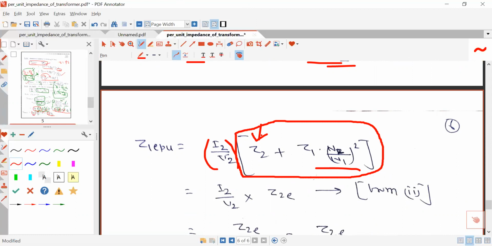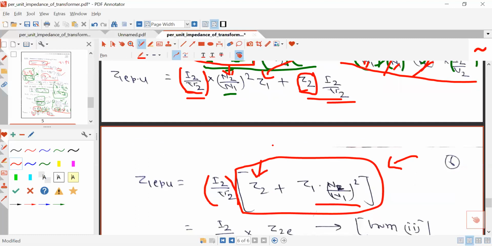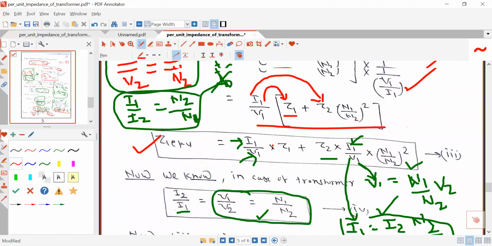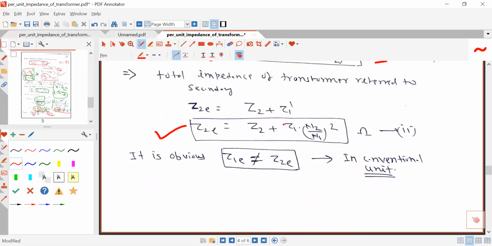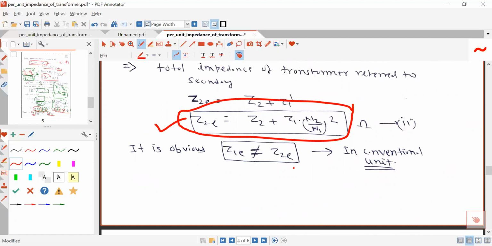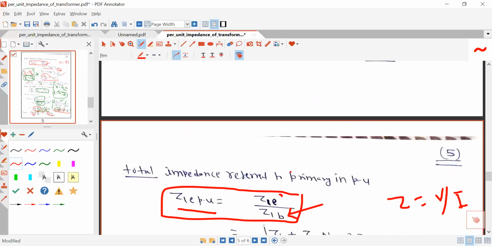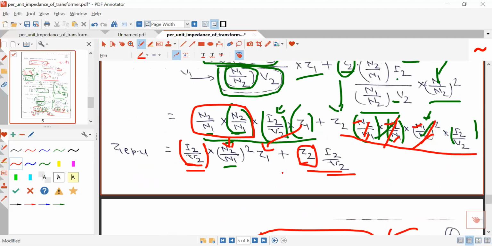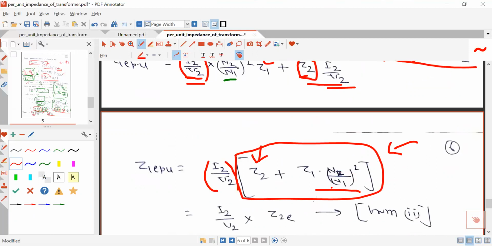This is the total impedance of the transformer referred to the secondary. You can check here: what is the total impedance of the transformer referred to the secondary? Z2 plus Z1 into N2 by N1 whole square. The same term is coming here: Z2 plus Z1 N2 by N1 whole square.